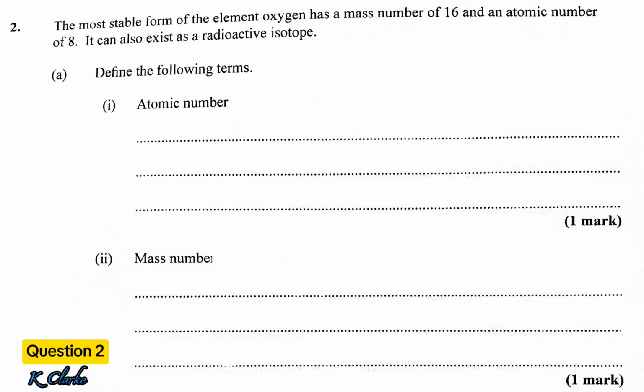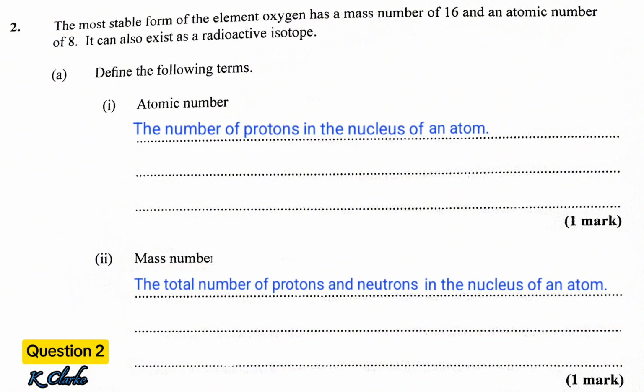Part 1. Atomic number. The answer is the number of protons in the nucleus of an atom. Part 2. Mass number. The definition: the total number of protons and neutrons in the nucleus of an atom.